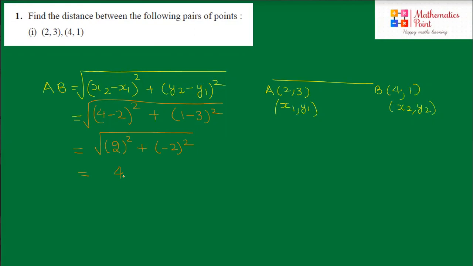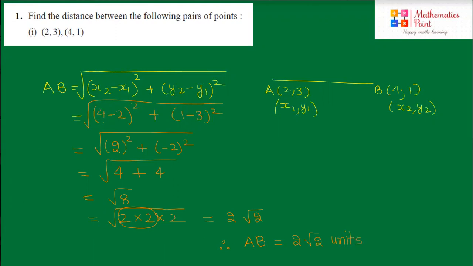Now the square of 2 is 4, that of minus 2 is also 4. So 4 and 4 makes 8. Now we can make the prime factors of 8. 2 multiply 2 multiply 2 under the square root. So what do you happen to see? The pair of 2 is complete, so it will come out of the square root. So that will be 2 square root of 2. So therefore, the distance between the given 2 points is 2 square root of 2 units.